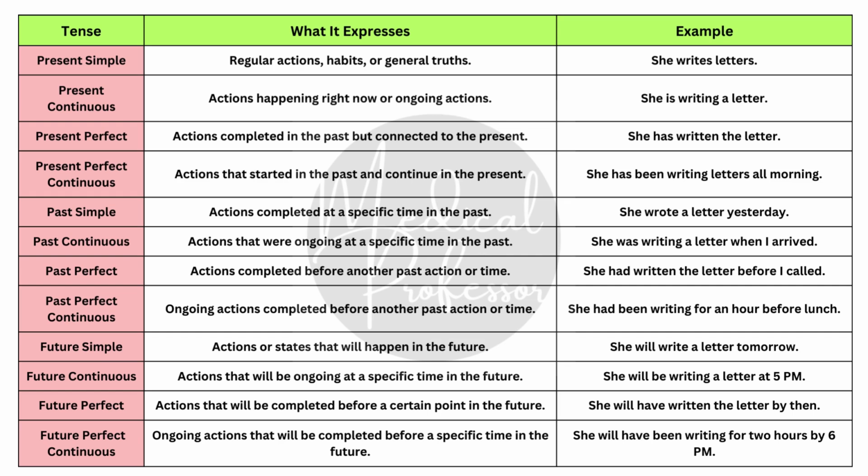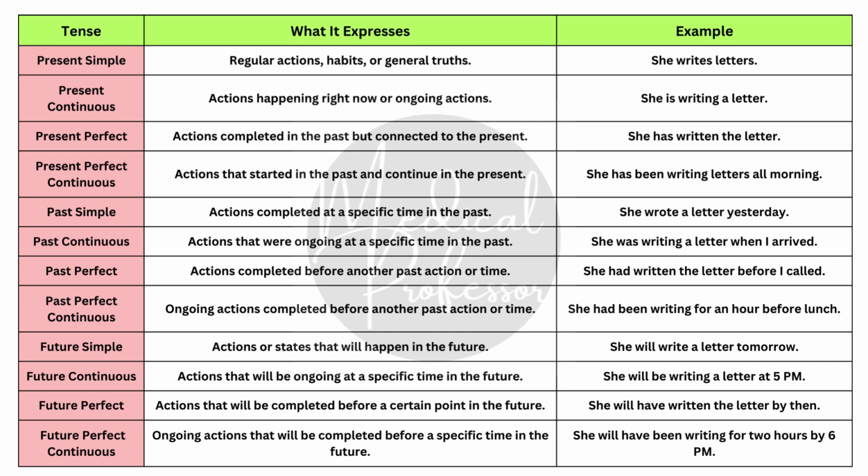Present continuous expresses actions happening right now or ongoing actions. For example, she is writing a letter. Present perfect: actions completed in the past but connecting to the present. For example, she has written the letter. Present perfect continuous expresses actions that started in the past and continue in the present. For example, she has been writing letters all morning.